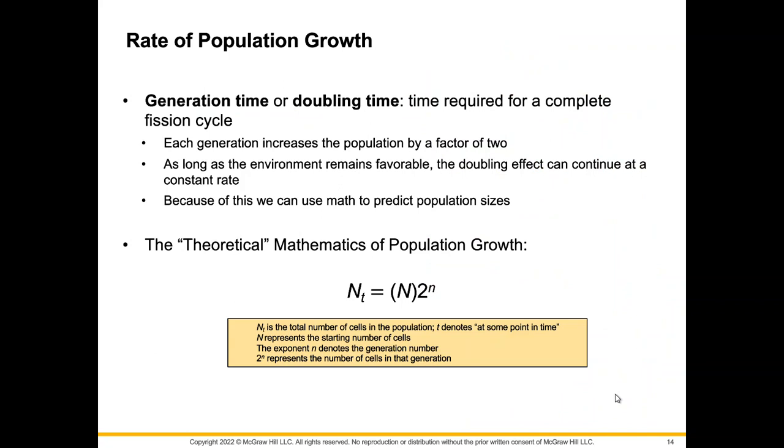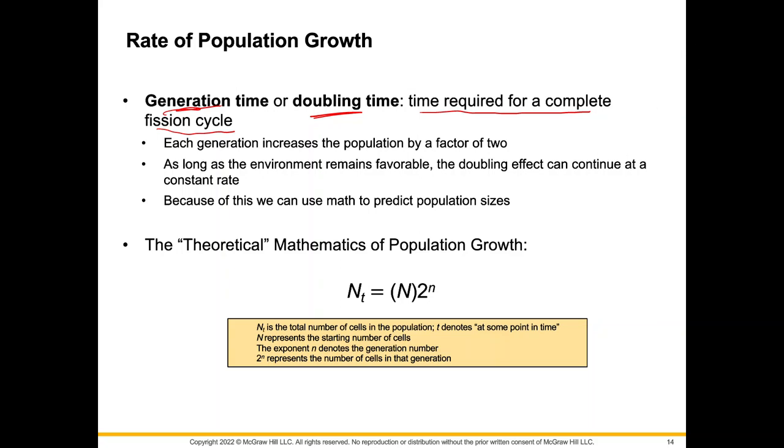The reason we needed to briefly go over that is because our next topic is population growth in bacteria. The process of creating new bacterial cells, that division, that binary fission process, is going to result in double the population each round of division that occurs. We call this the generation time or the doubling time. Know these terms. That is the time required for a complete binary fission cycle. So each generation increases the population by a factor of 2.